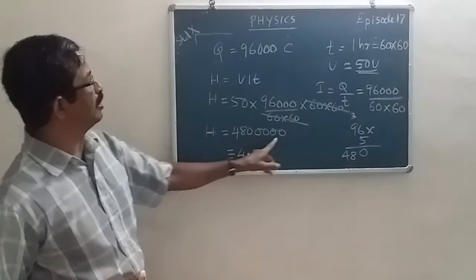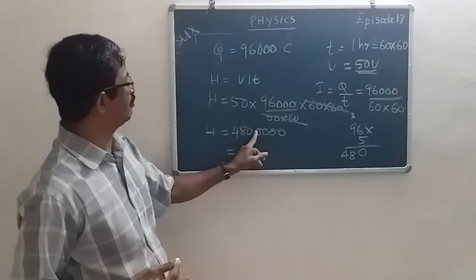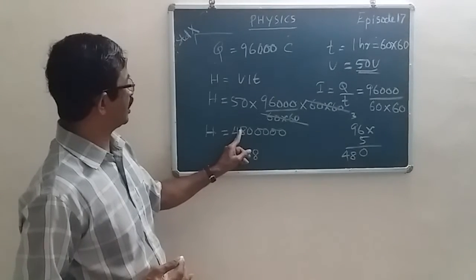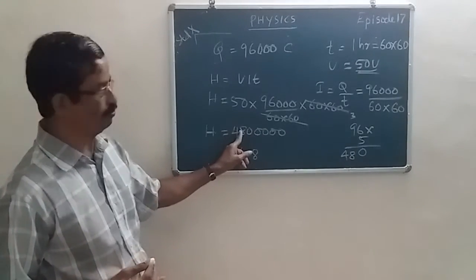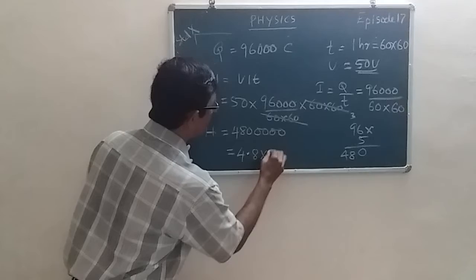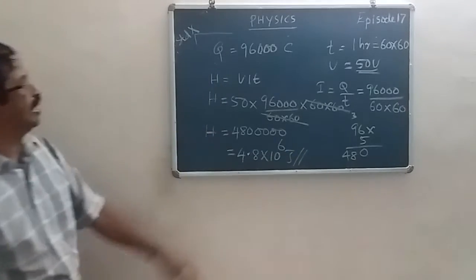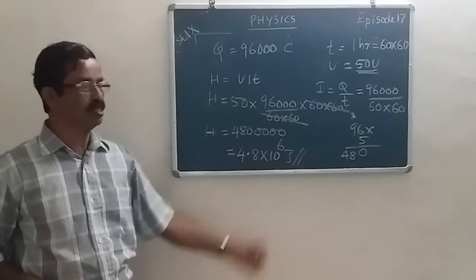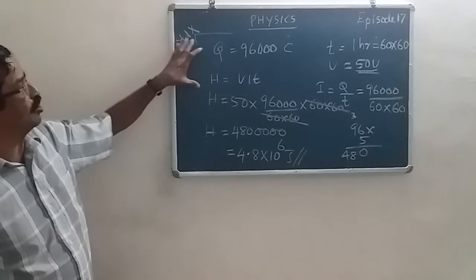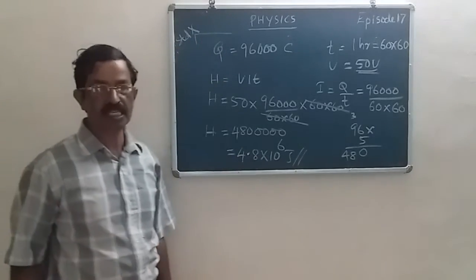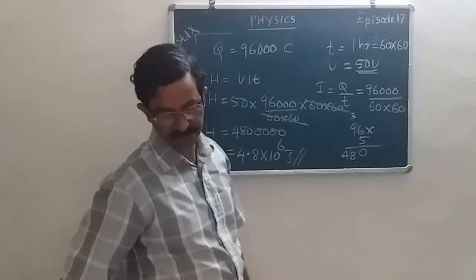Then how many decimal places do we put? 1, 2, 3, 4, 5, 6. Here we are putting the decimal point. So this becomes 4.8 into 10 raised to 6 joule. 4.8 into 10 raised to 6 joule is the amount of heat produced within this time of 1 hour.